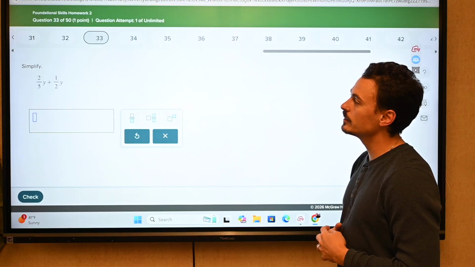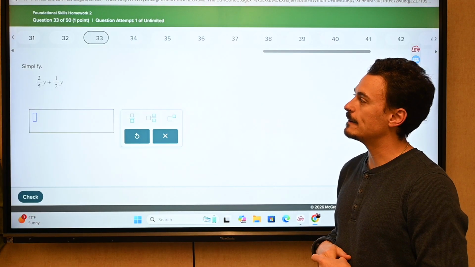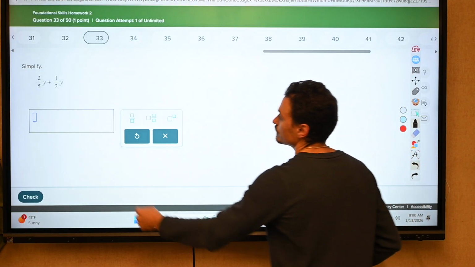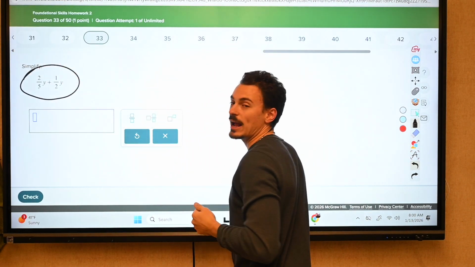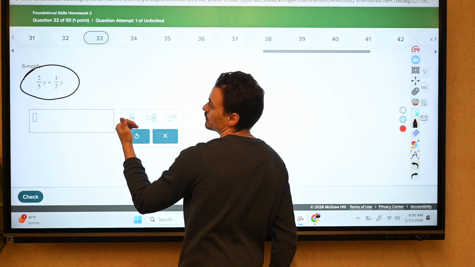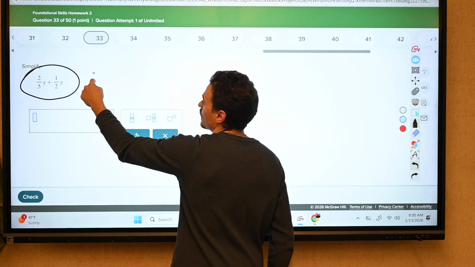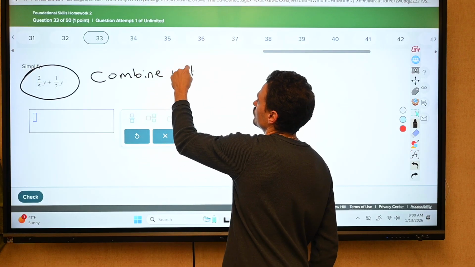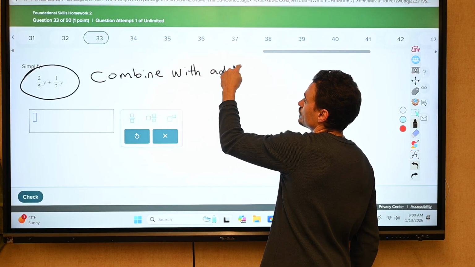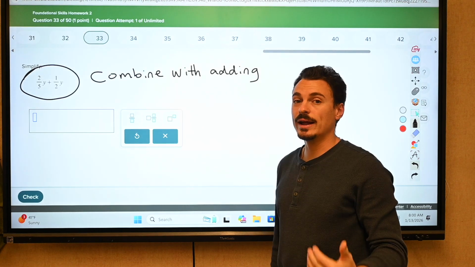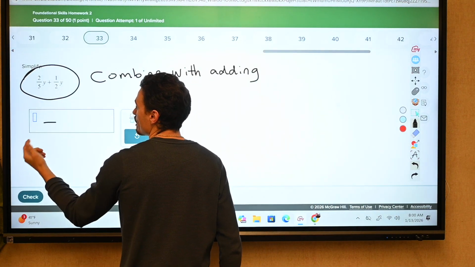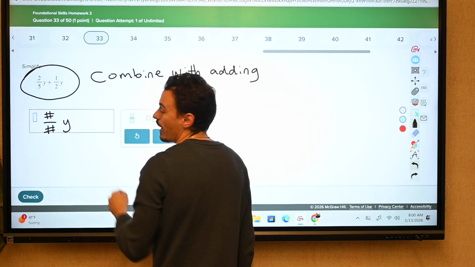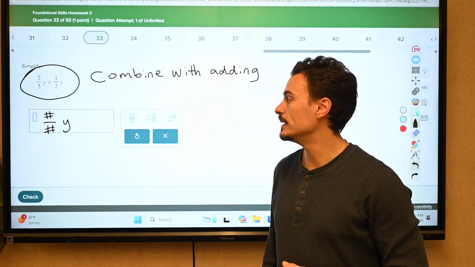All right, 33. Okay, so 33 is combining like terms. So we're going to take these two fractional terms. Okay, so these are both fractional terms that have a y in it, and we're going to combine the like terms. So your answer will be a fraction with a number here and a number here and then a y. So because your terms have y's in it in this question.